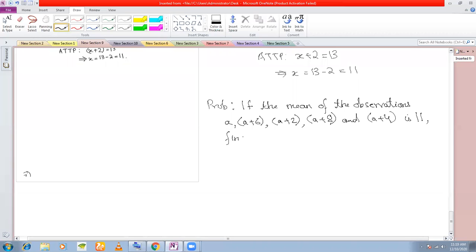find first the value of a, and the second question is the median. So clearly here the mean and median have been punched together in the same question. Start with, how many observations are given here? 5 observations, which is odd.